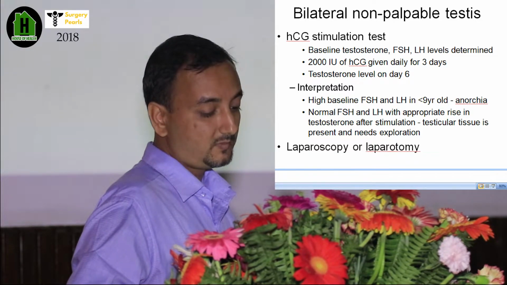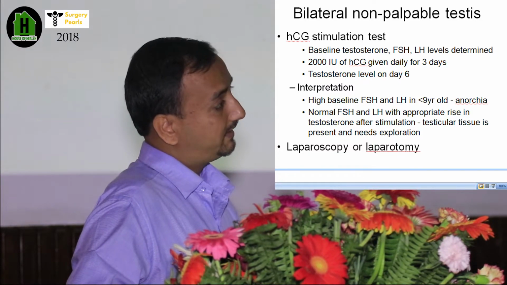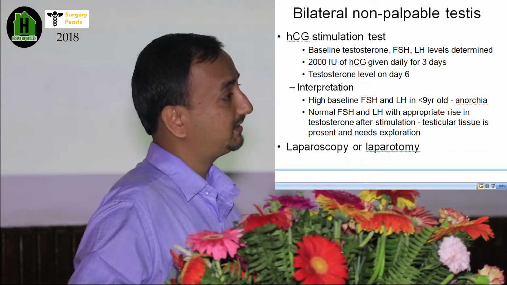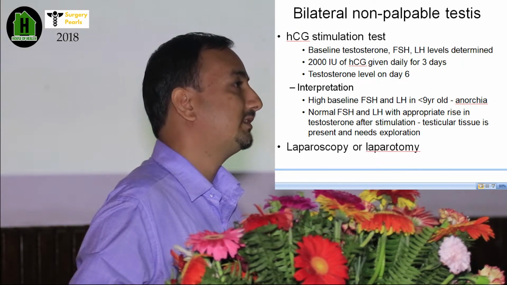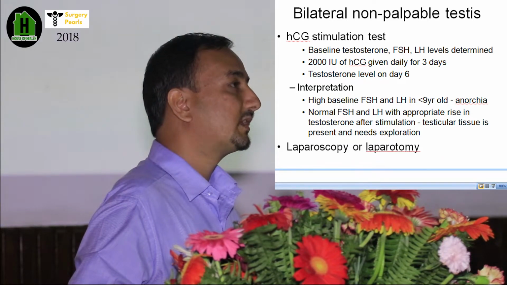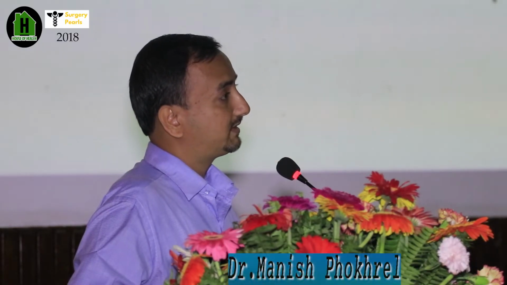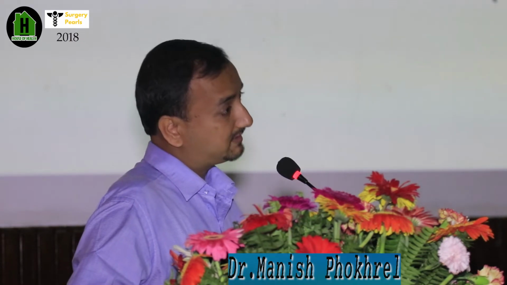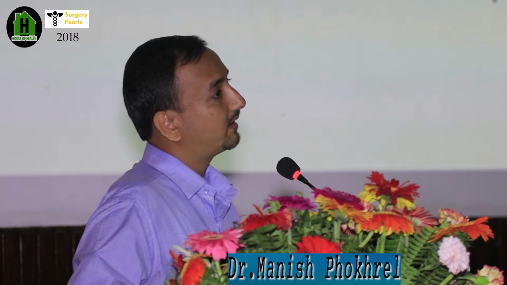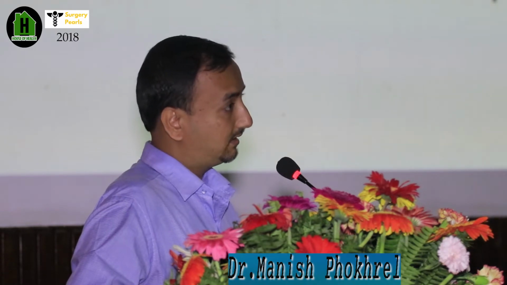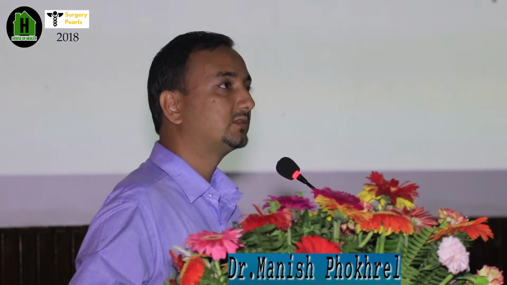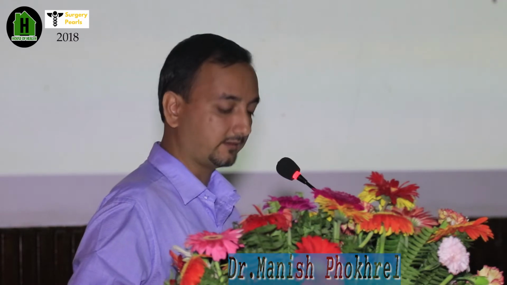on day 6. So the interpretation would be, if there is a high baseline FSH and LH in a boy more than 9 years of age, it means that testicular tissue is not there. It is a case of anorchia, so you don't need to do anything further. But if there is normal FSH and LH level and there is an appropriate rise of testosterone after induction, then it means that there is testicular tissue somewhere in the body and you need to find where it is. So we apply laparoscopy or laparotomy for that procedure.